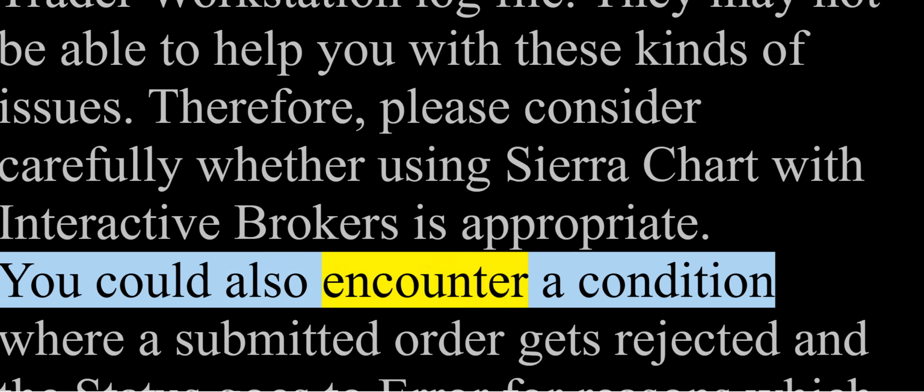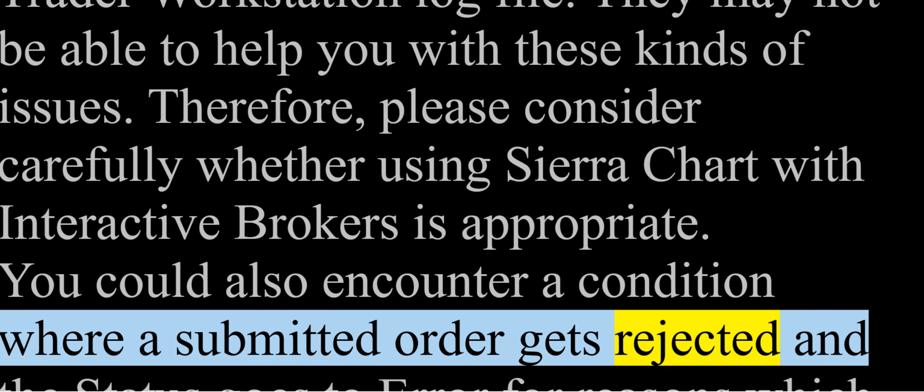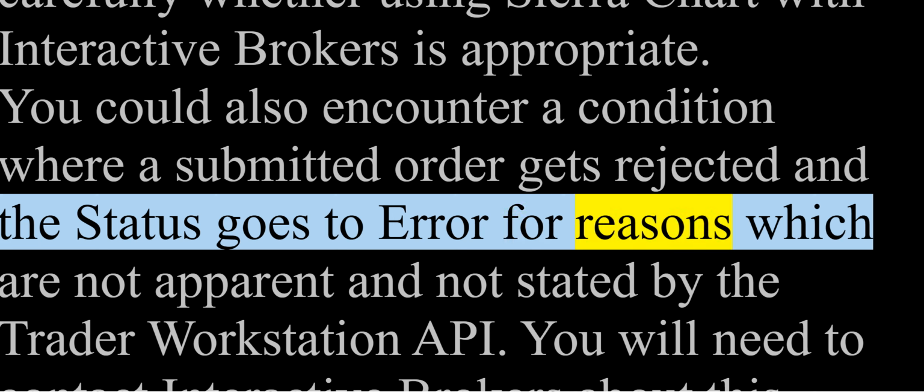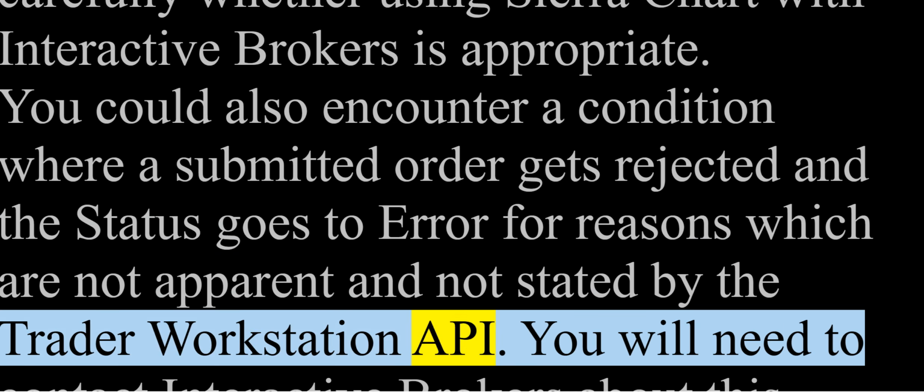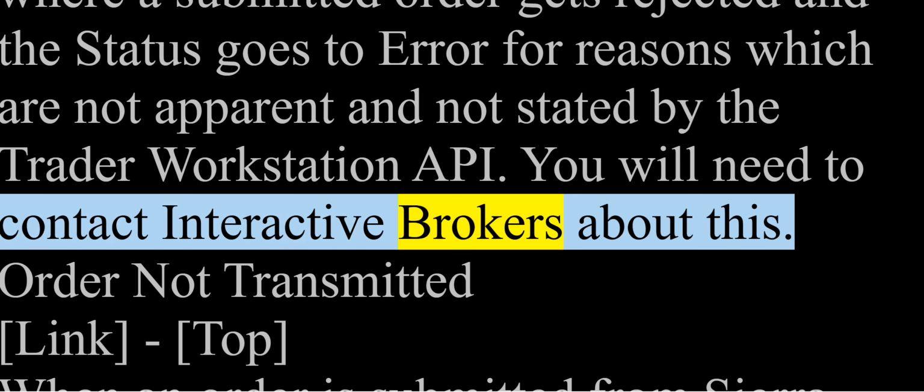You could also encounter a condition where a submitted order gets rejected and the status goes to error for reasons which are not apparent and not stated by the Trader Workstation API. You will need to contact Interactive Brokers about this.